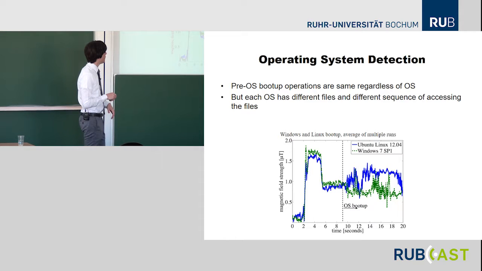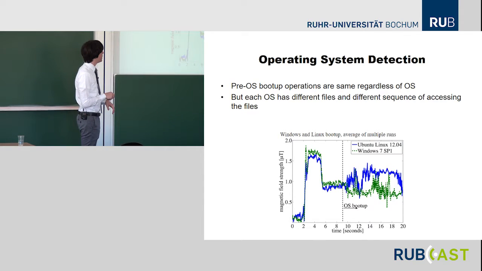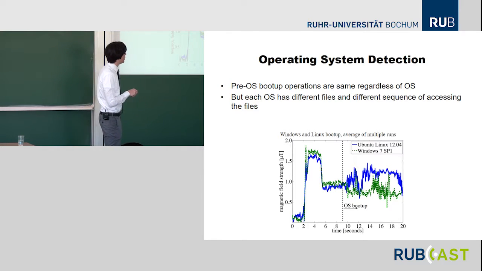So this is an average of, I believe Sebastian usually took 20 or 50 trials to get a good average. But you can see that reliably, this Linux 12.04 has a different signature from Windows 7. Time zero here is when the machine turns on. So there is some fixed initialization that causes some disk activity. And then around here, 9 seconds is where the actual OS starts booting up. And from this point on, you can start distinguishing the different OS.